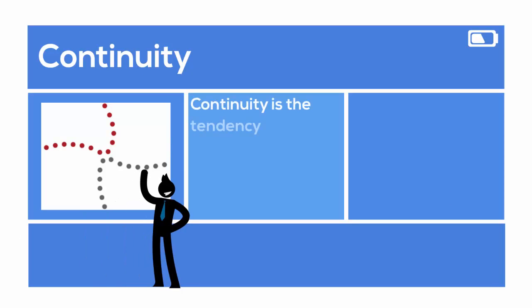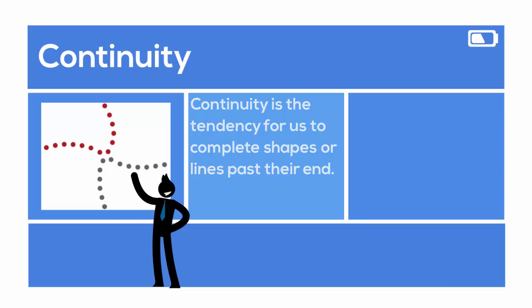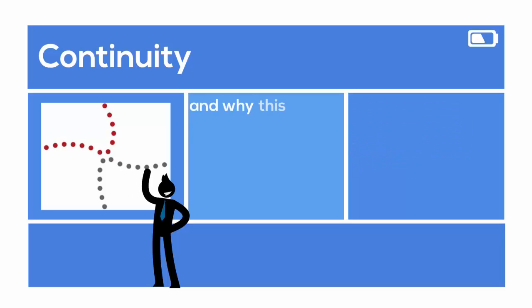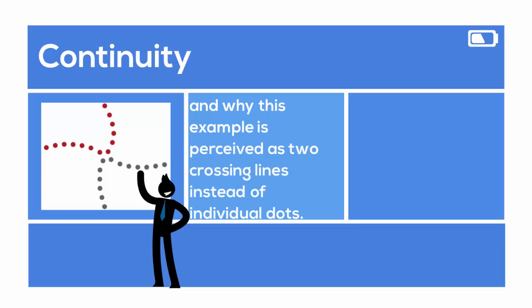Continuity is the tendency for us to complete shapes or lines past their end, such as in this example. This is why we tend to organize stimuli into lines and patterns, and why this example is perceived as two crossing lines, instead of individual dots.